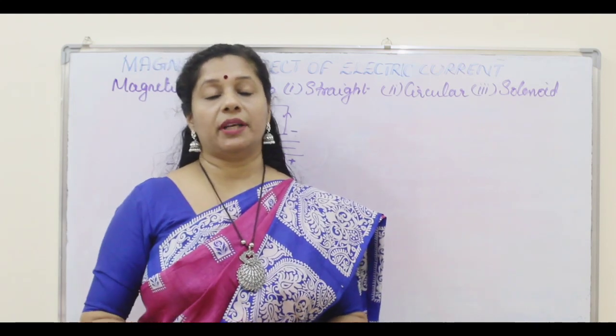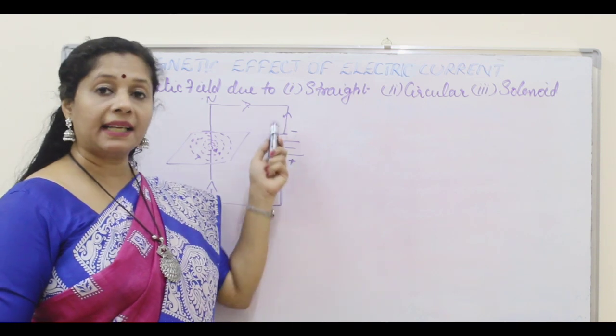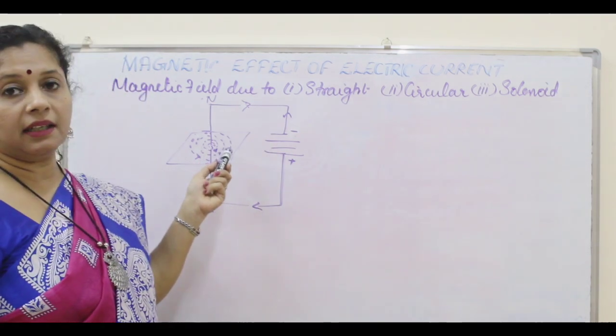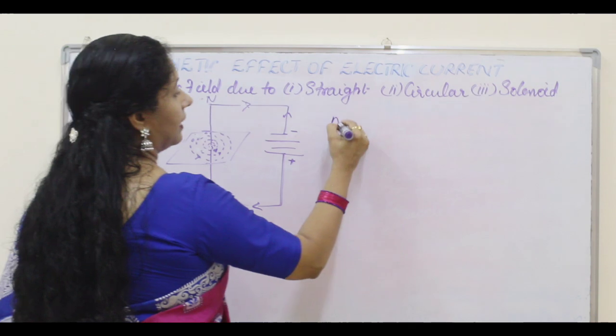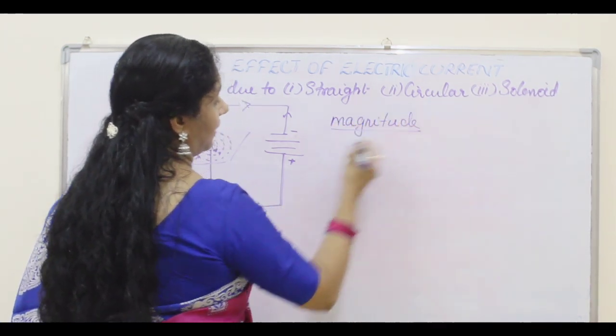Now, one more point we have to learn here: what are the factors on which the magnitude of the field here depends. So magnitude means what? The strength. Magnitude depends upon two factors.